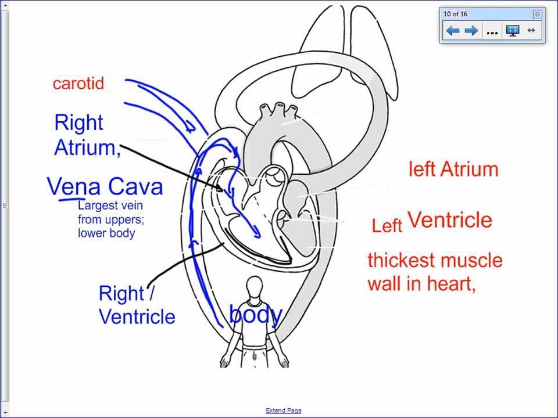Where does the right ventricle pump to? Up and out to the lungs. So this is one valve here, and then it goes through this valve up to the lungs. Now it's leaving the heart. It's going away from the heart.